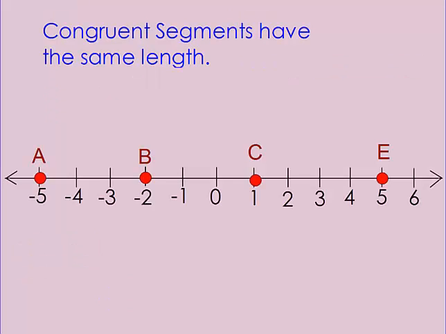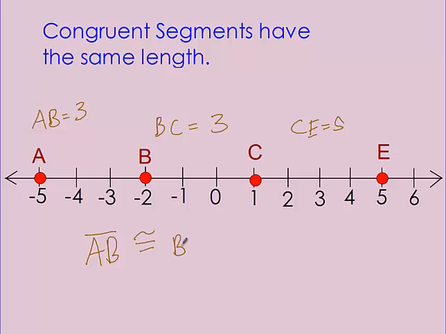Moving on. Congruent segments have the same length. So let's look at this number line. I got the same 4 points as I did before. Well, let's come up with a few segments. AB equals 3. And we know BC, that's 3. And CE, that equals 5. Well, 2 line segments are congruent, AB and BC, so we could say line segment AB is congruent to line segment BC.